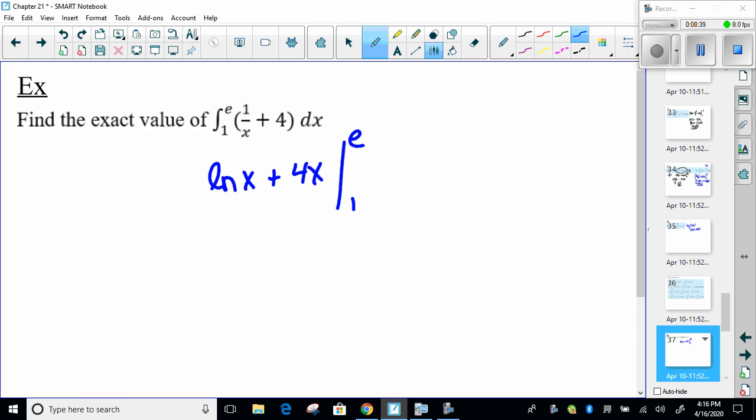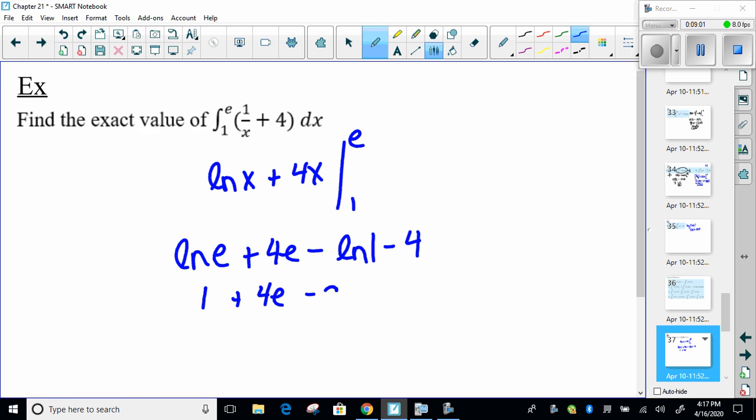So plugging in my information gives you the natural log of e plus 4e minus the natural log of 1, and then technically it's minus, because it's subtracting the whole thing, 4 times 1. So therefore, simplifying, natural log of e, remember natural log is base e, so log base e of e is 1, plus 4e. Natural log of 1 we already just did was 0, because e to what power is 1?